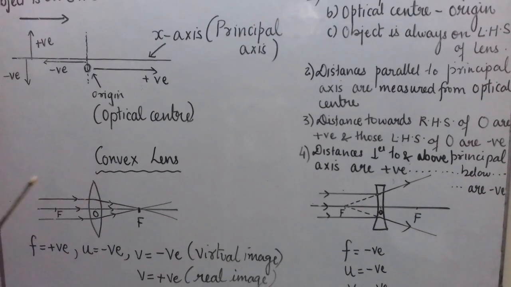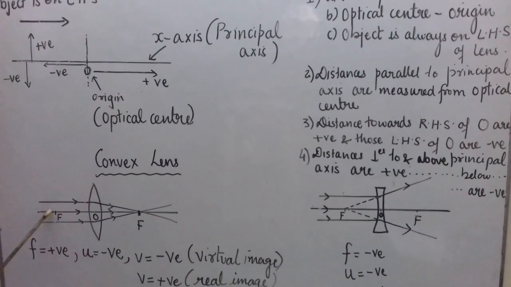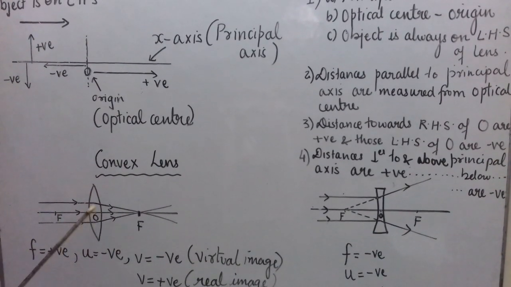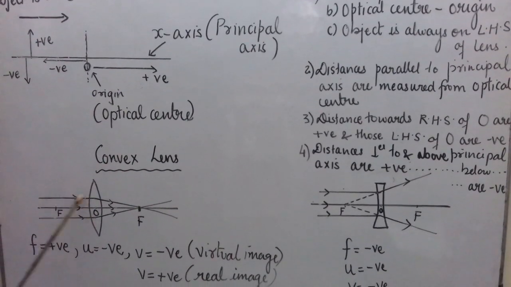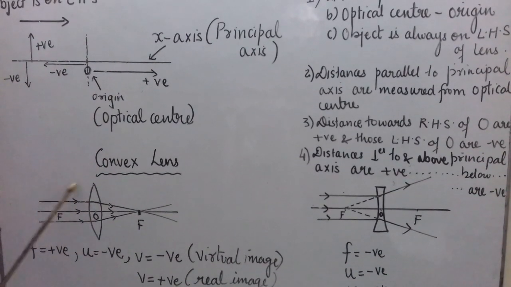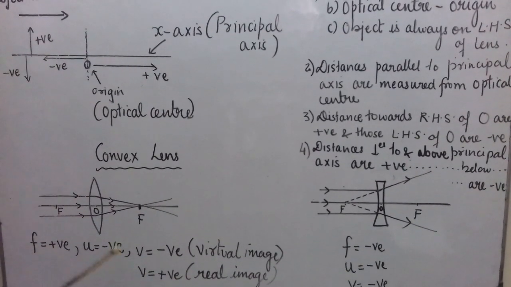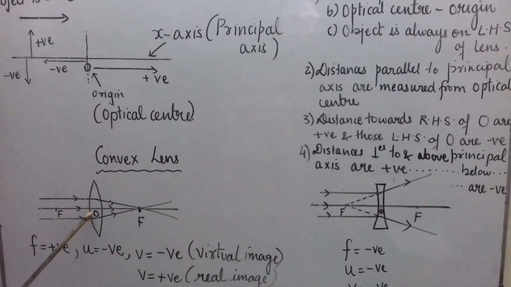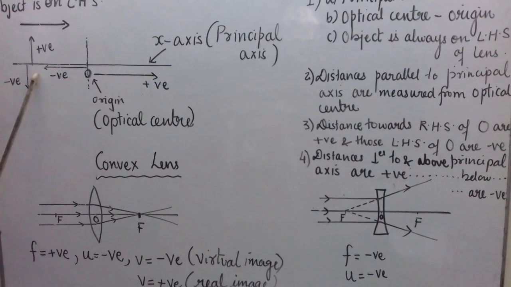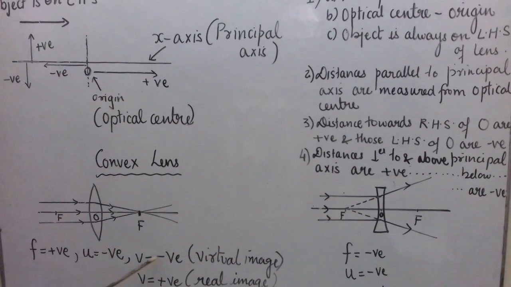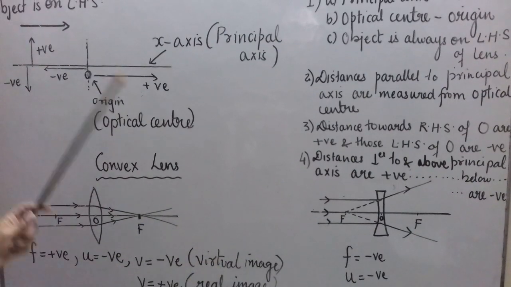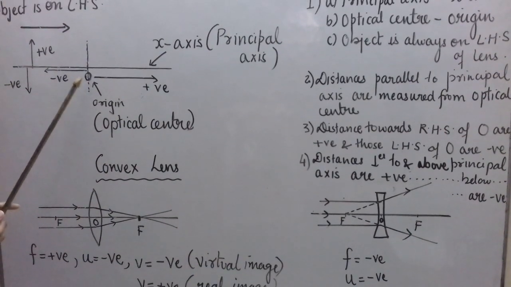A virtual image is formed only when the object is between F and O. This virtual image lies on the same side of the lens as the object, which is the left hand side. So in that case the image distance, that is the distance between the image and the optical center, will be measured towards the left hand side of O and hence V will be negative for virtual images as per our sign convention.